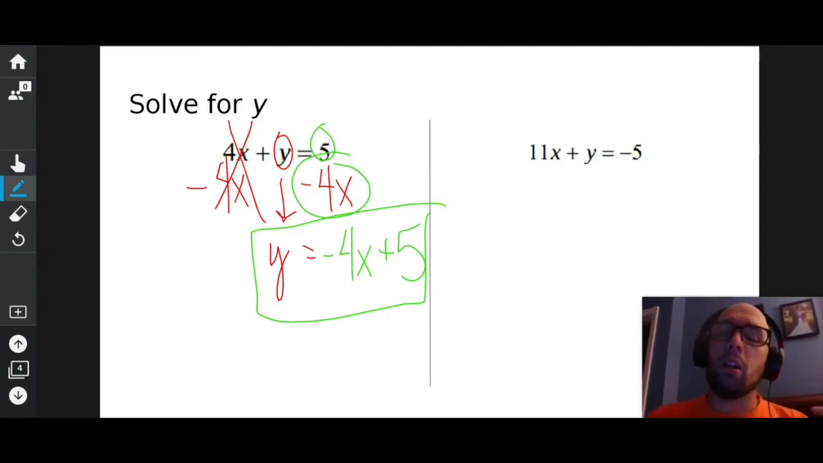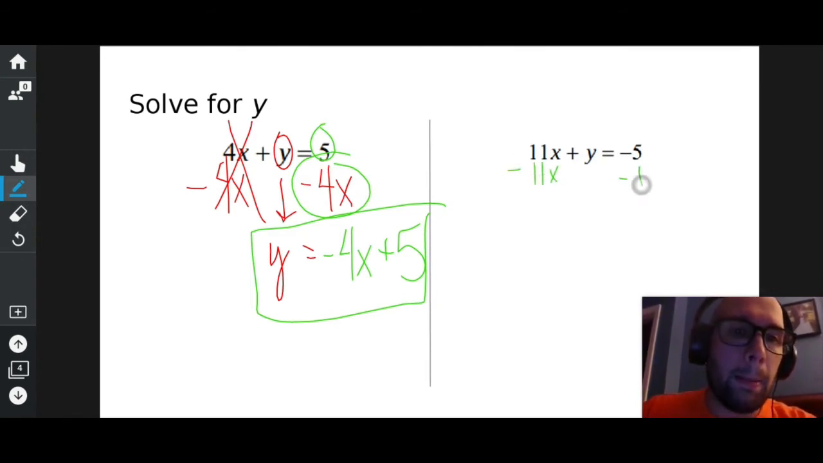Okay? Let's do it again. It's very similar over here. I have to get y all by itself. Is y all by itself? No. What's in the way? An 11x that's floating around. How do I get rid of an 11x that's floating around? Subtract 11x from both sides. That crosses you out. Y equals.